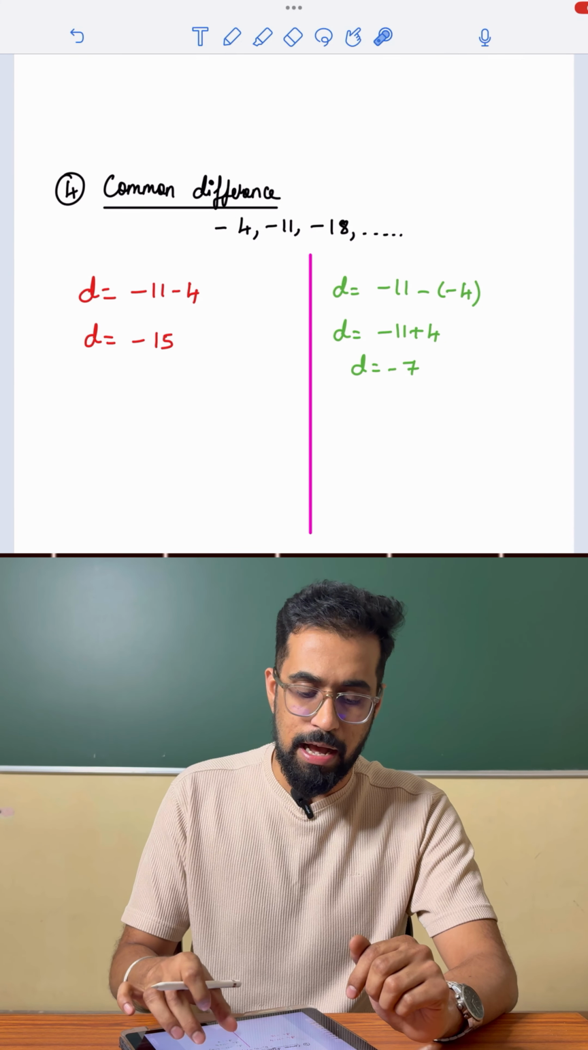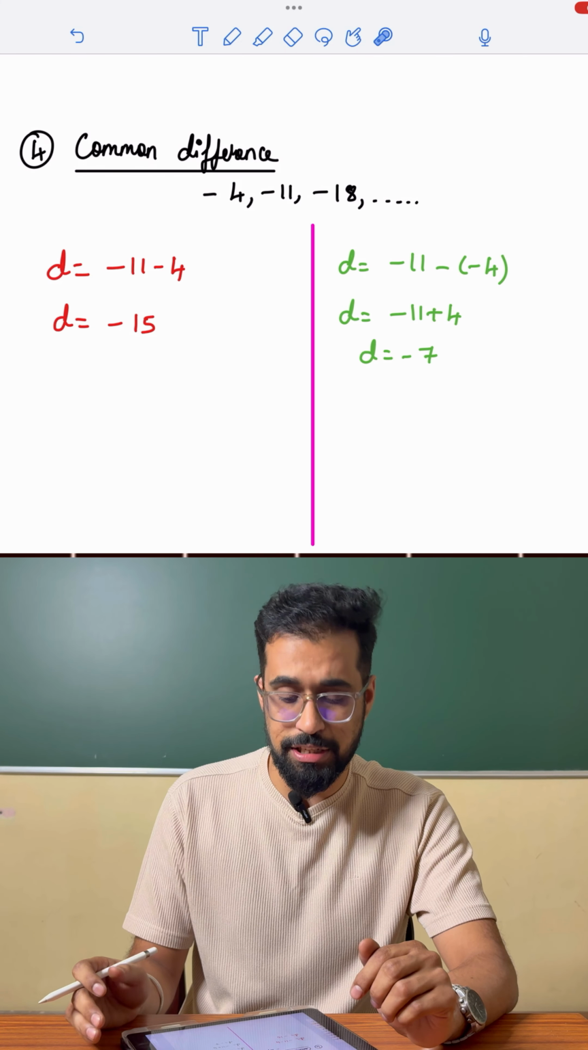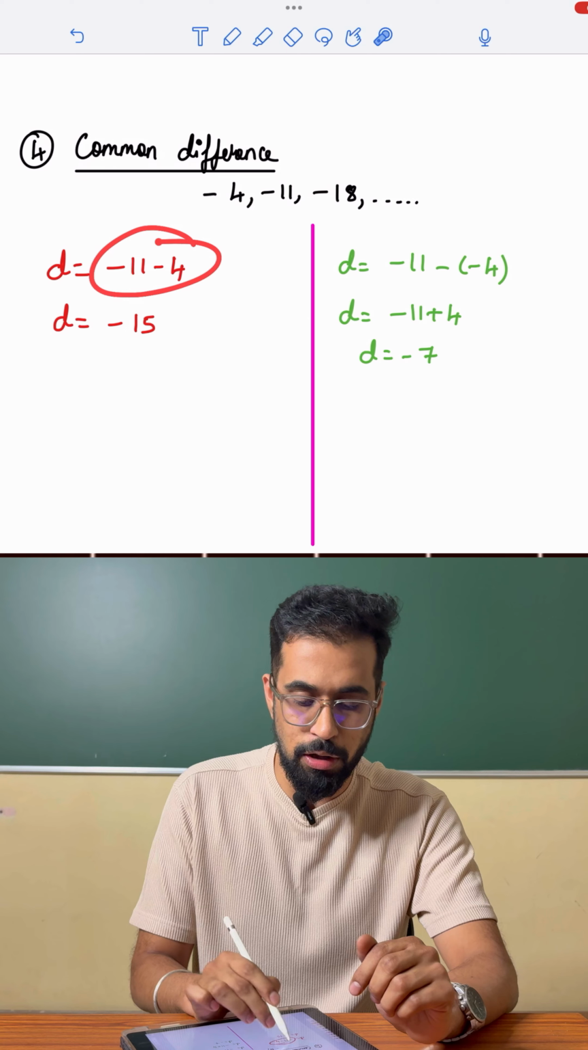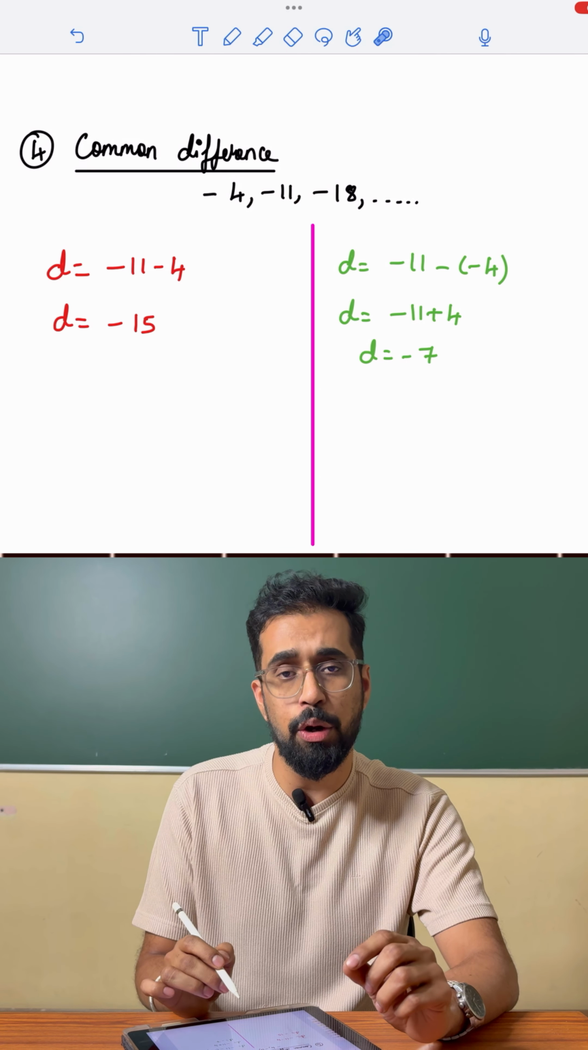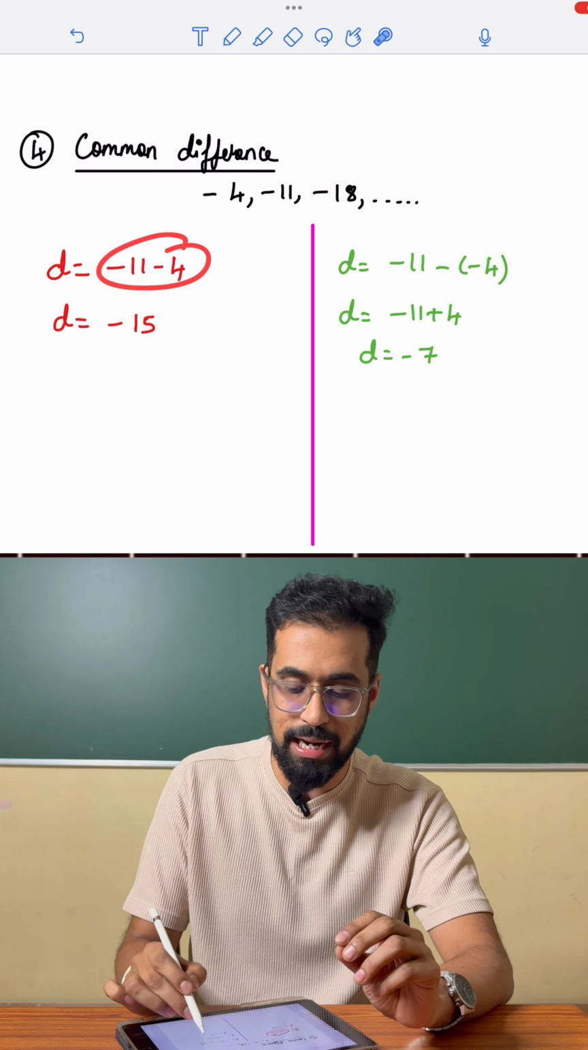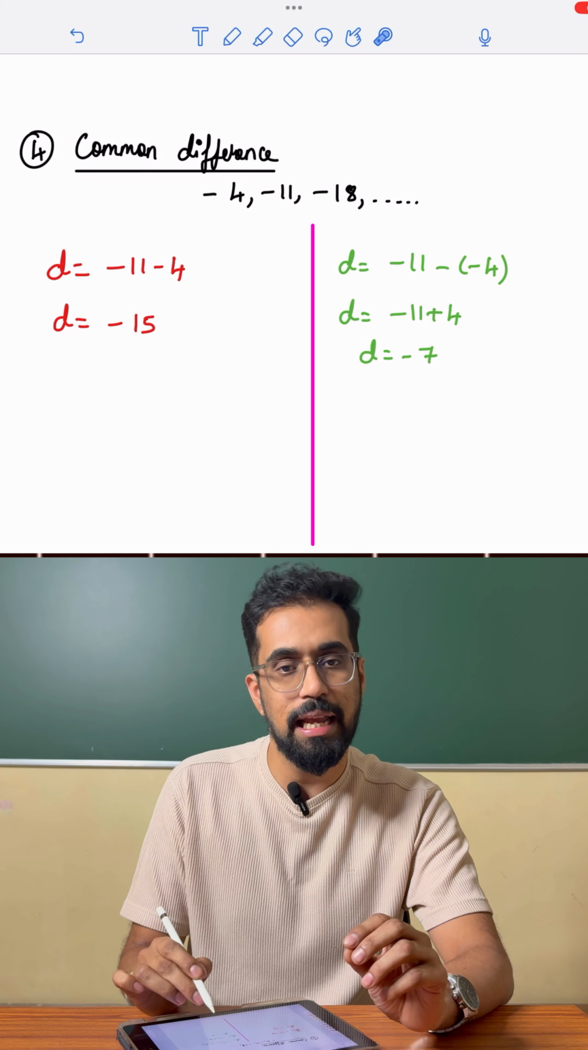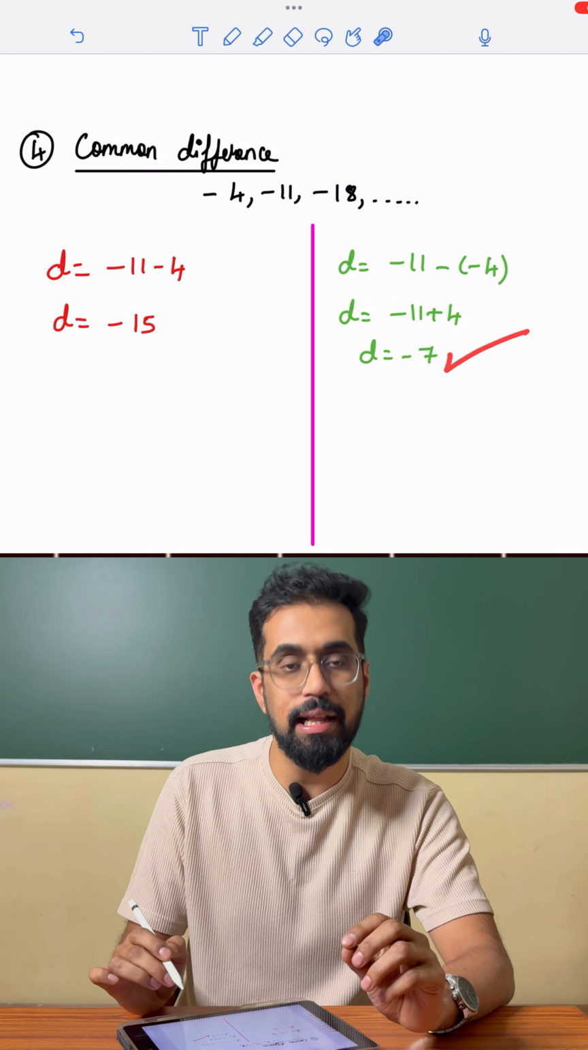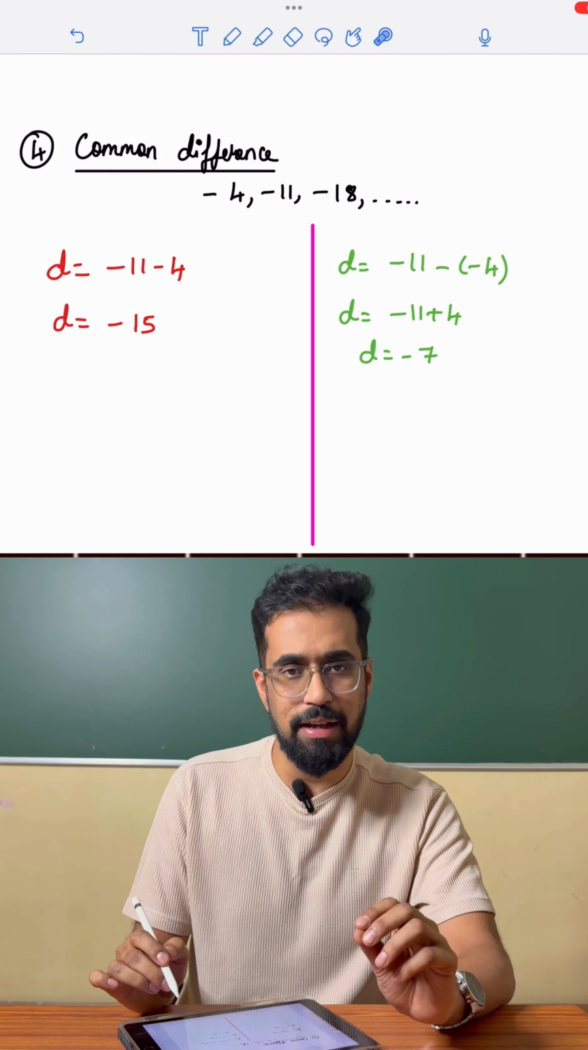And then, as simple as that, the common difference. Usually we tend to forget the negative here also. When subtracting, please ensure that we are doing common difference is equal to a2 minus a1. That is minus 11 minus of minus 4 to get the correct common difference of minus 7.